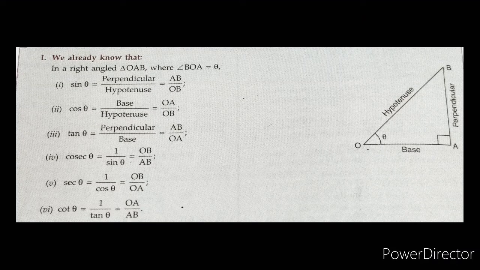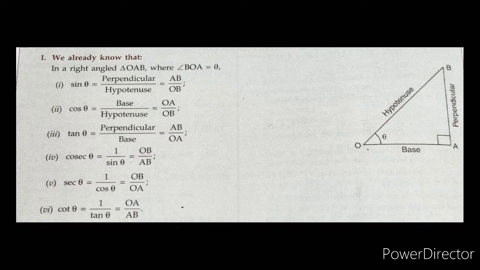We can clearly see that sin theta is equal to perpendicular upon hypotenuse, cos theta is equal to base upon hypotenuse, and tan theta is equal to perpendicular upon base. For the other three, that is cosec theta, sec theta and cot theta, we know that they are reciprocals of the respective terms, so we can easily find them.